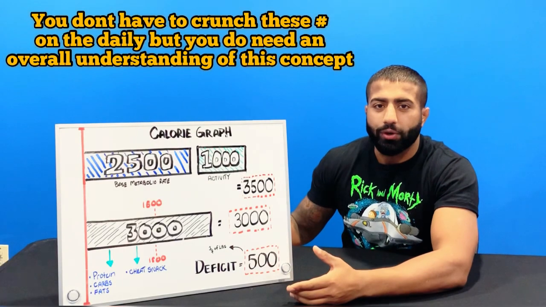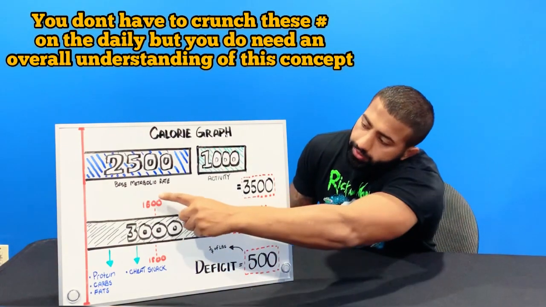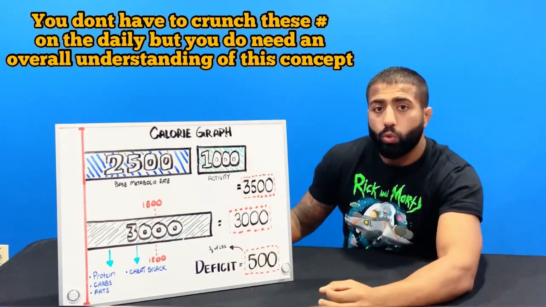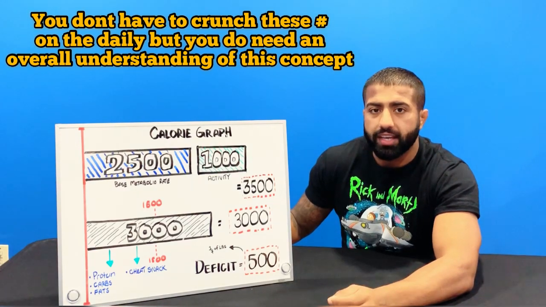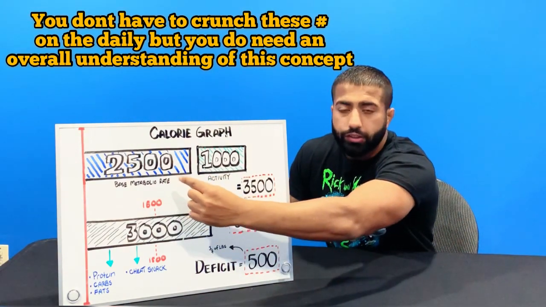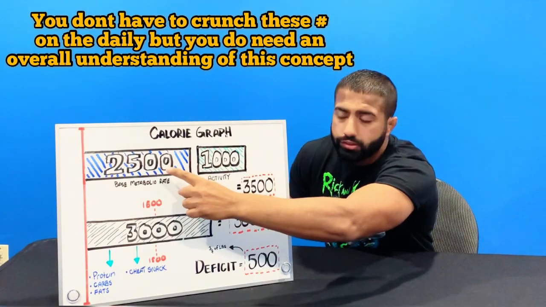I created this calorie graph to help illustrate what I'm trying to say to you guys. So if you take a look here, that's your base metabolic rate. It's 2,500. So 2,500 calories are required for your body to stay alive. That's just your bodily and organ functions. You require that much just to stay alive. So your body is burning 2,500 calories just to stay alive.